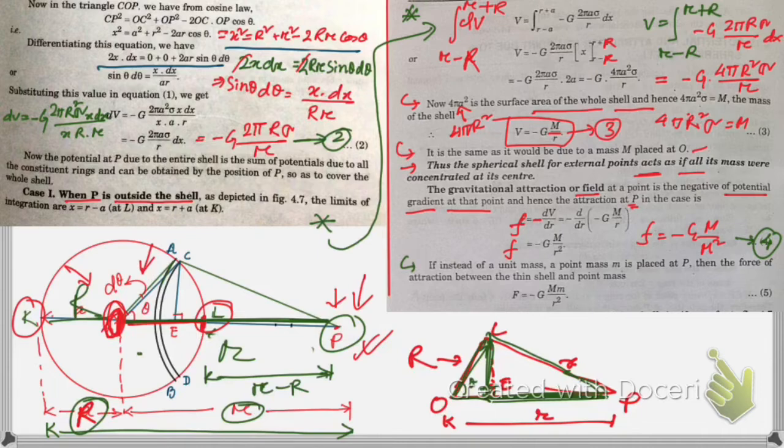Now, instead of a unit mass, a point mass small m is placed at this point, right? Then the field, or the gravitational attraction force, will be given by capital F is equal to minus capital G capital M small m by small r square. So this is the required expression. Hope you have understood. So now let's move on to the next exercise and next question.